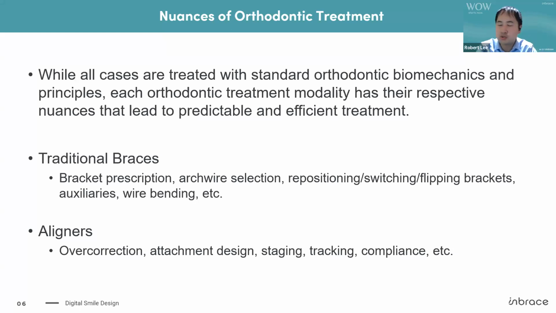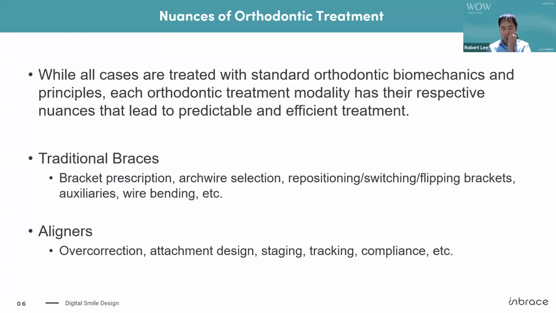So I always think about traditional braces and how many nuances there are to it. And that's why we were in residency for 2 to 3 years, and we had a faculty looking over our shoulder at every appointment. There are so many different types of bracket prescriptions, archwire sequences, whether you repo, switch, or flip brackets, what auxiliaries you use. There are so many different auxiliaries you can add to traditional braces, and how you approach wire bending. So there are just so many different nuances. And that's why people always say, this is what works in my hand, because those are the nuances they found have worked for them. Same thing with aligners.